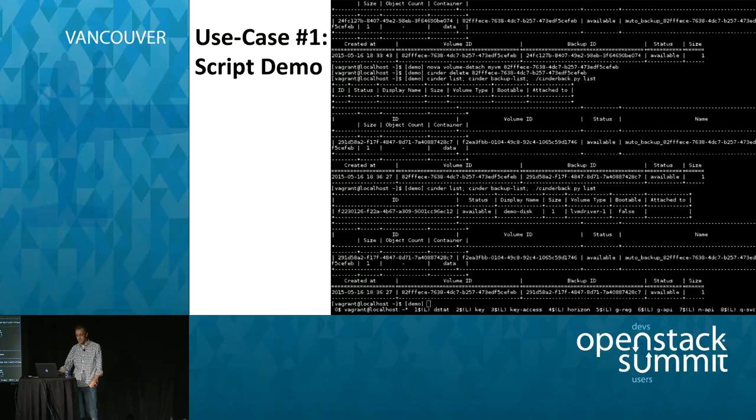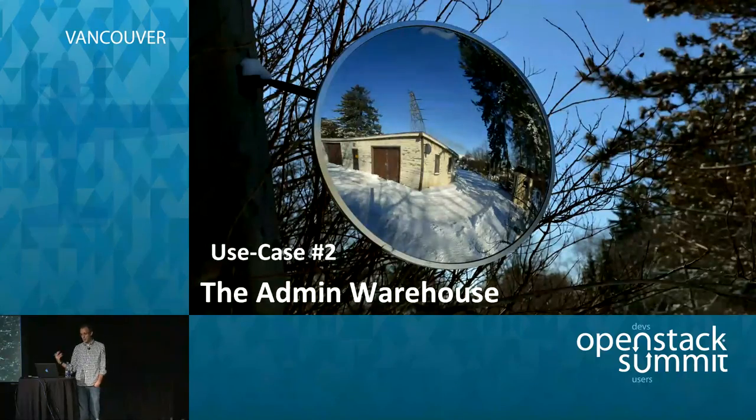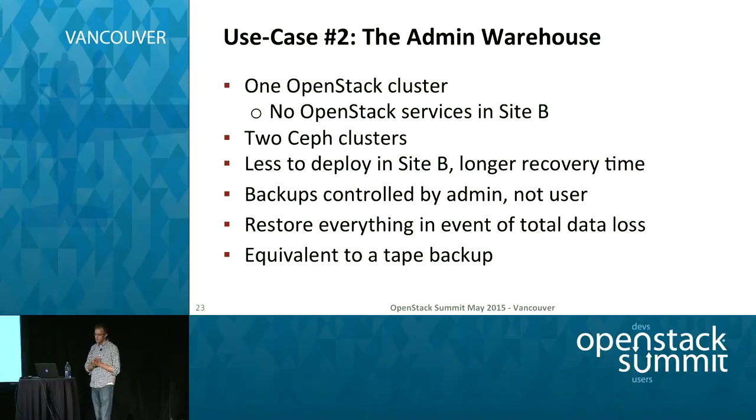So what we want to cover is, if you are using RBD to back both Cinder and Glance, and you're using it for Nova as well, so you're not just backing up Cinder volumes, you're backing up everything, how do you do that? This is what we call the admin warehouse. Again, there's only one OpenStack cluster. You've got one active OpenStack site in site A. Again, we're going to run two Ceph clusters here, one in site A and one in site B. Less to deploy still here.